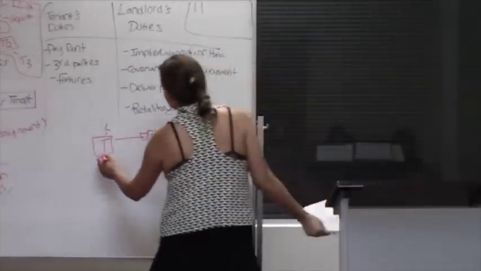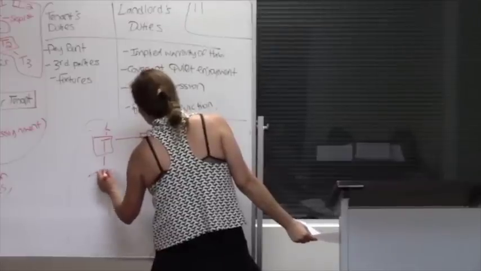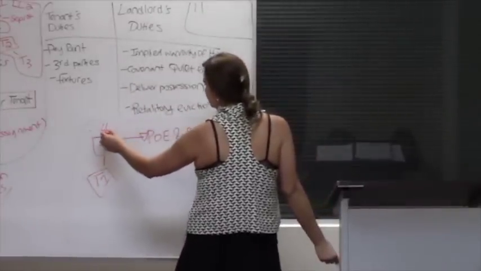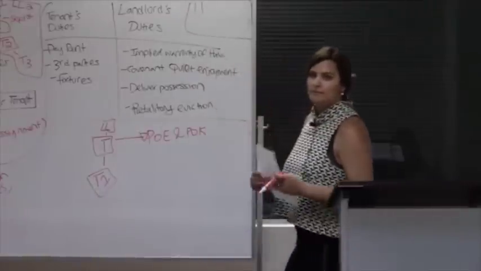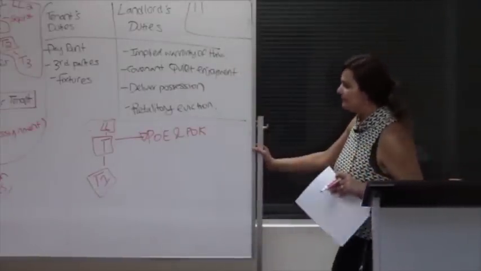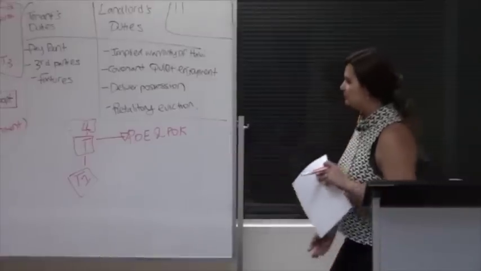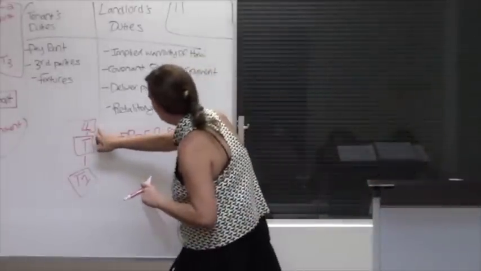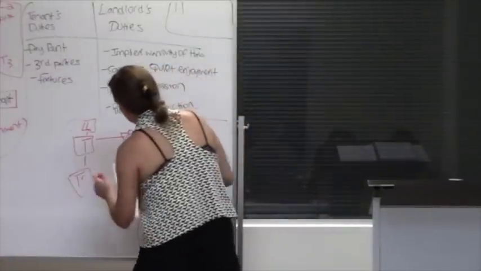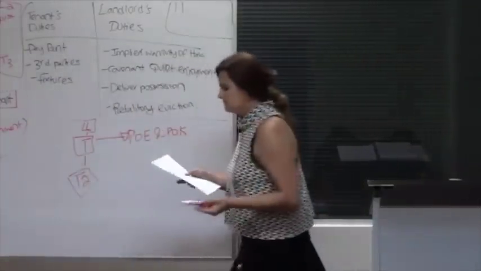So once there's an assignment to T1, the privity of estate between the original L and T goes away, right? And we're left with only privity of contract between L1 and T1. Actually, this would be T2. Now what happens?